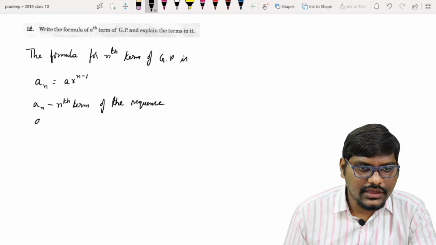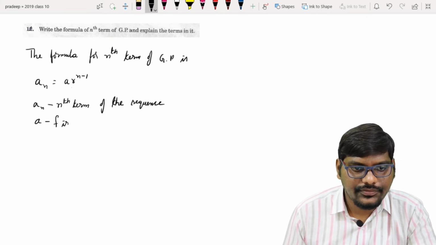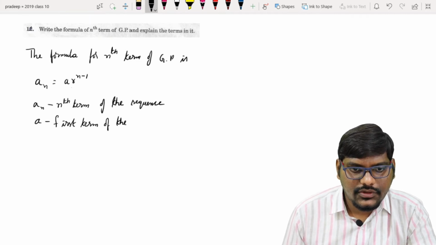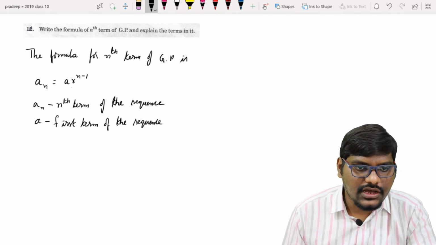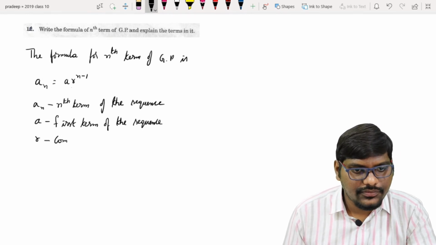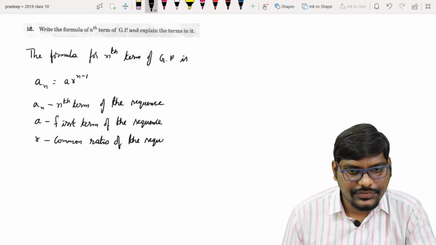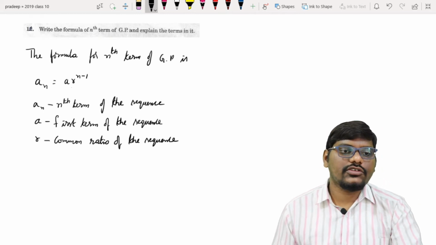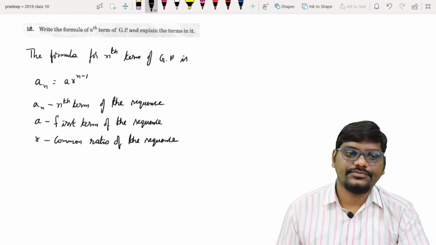Or we can write A, and the next thing is we are saying about A. What is A? It is the first term of the sequence. Okay. What is the next thing? It is R. What is R? R is the common difference or the common ratio, we'll say. So common ratio of the sequence. Right? So this is all about the 12th question.